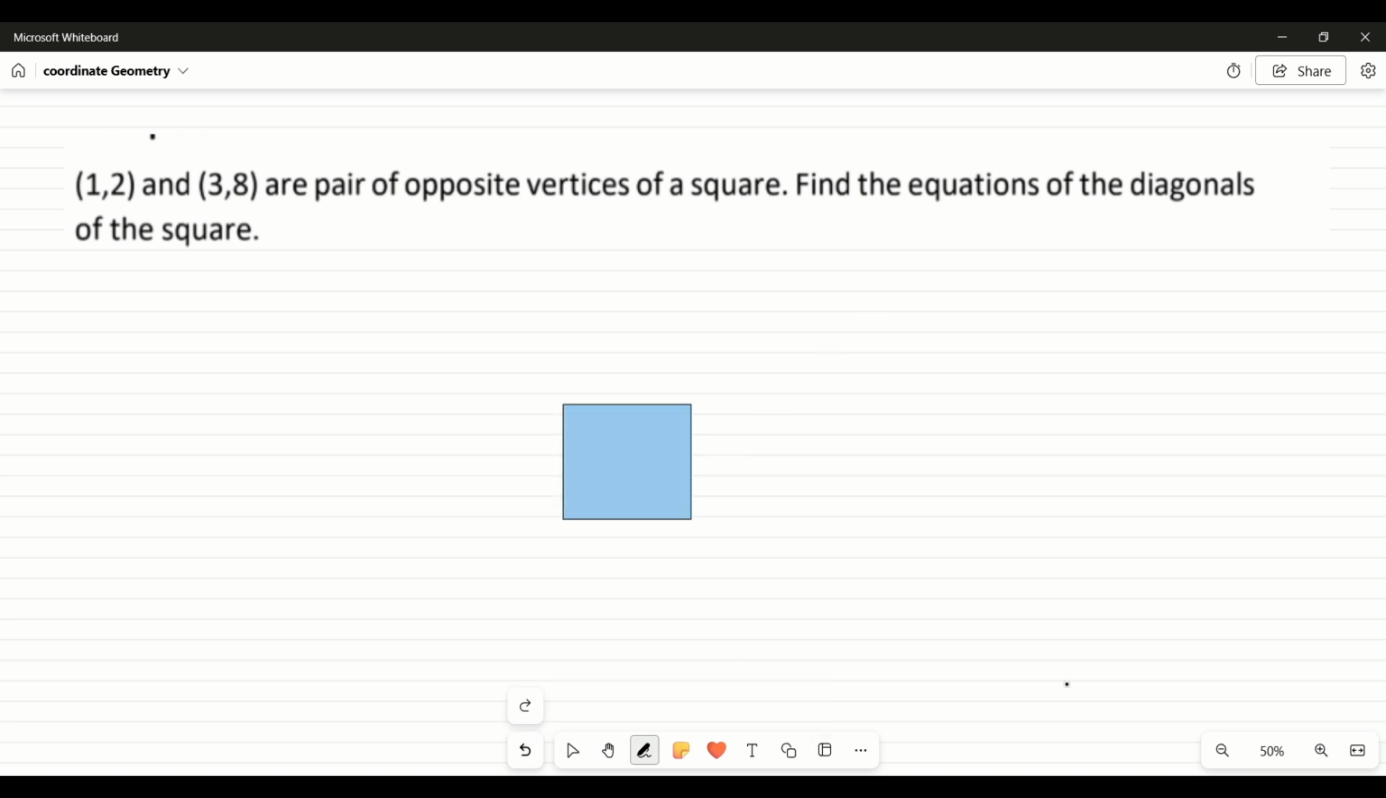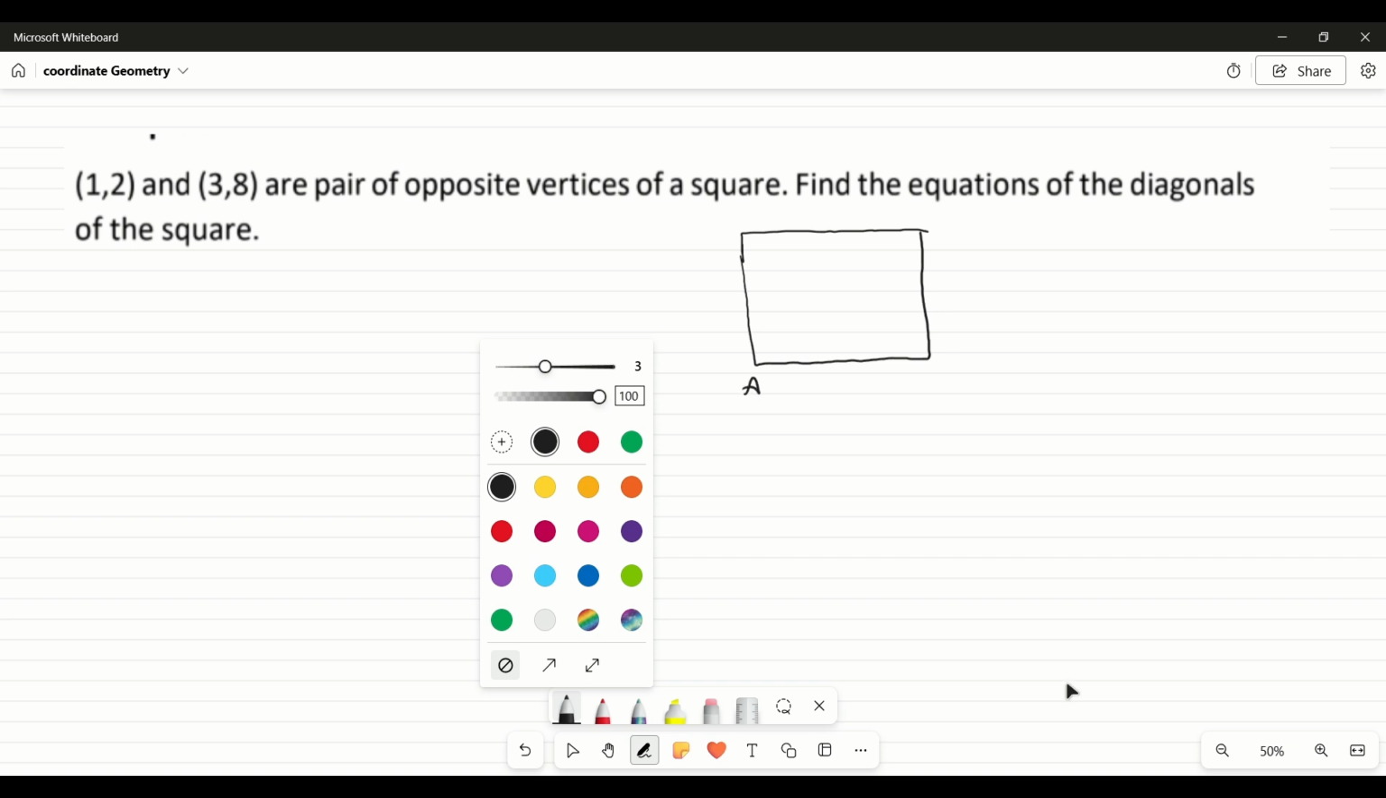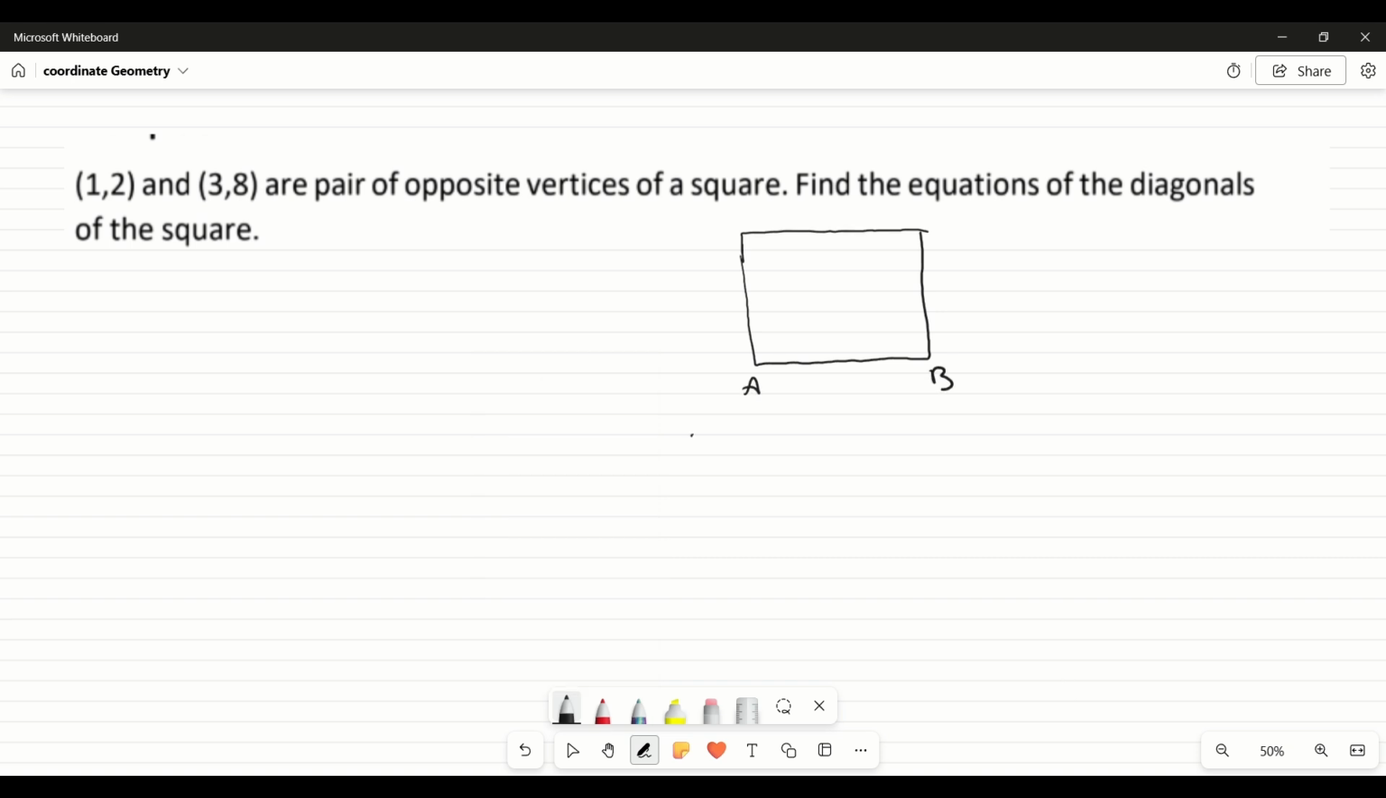Let's make a square. So here is a square, and it says that (1, 2) and (3, 8) are the opposite vertices. That means if I consider the square as ABCD, A is (1, 2) and C is (3, 8). That means we need to find the equation of the diagonals. This one, AC. AC is a line. You can see we have AC, right?